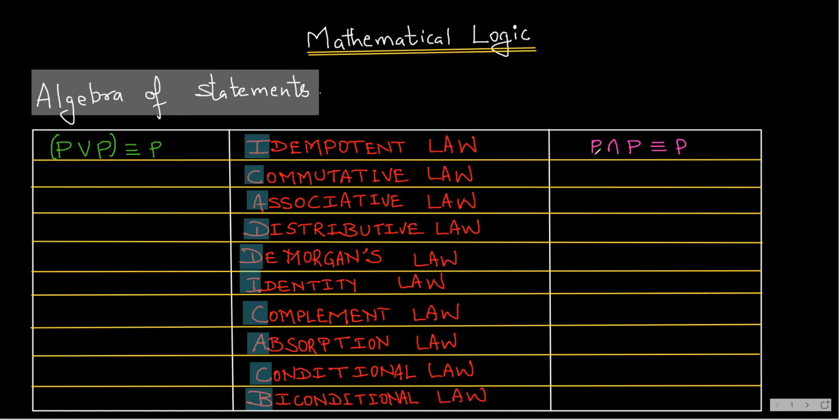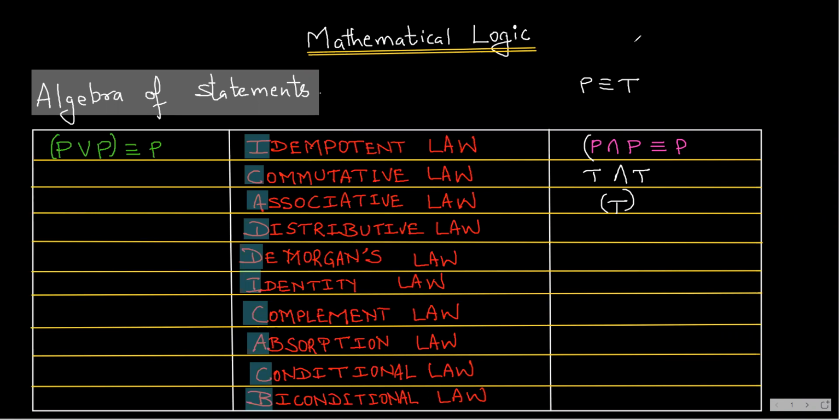Same is true for P and P. Suppose P is true. So when P is true, what is P and P? It is true and true. And what is true and true? It is true. And what was P? P was true. It means the truth value of P and P is same as the truth value of P. So no need to write P and P. If you have anywhere P and P, you could simply replace that by P.